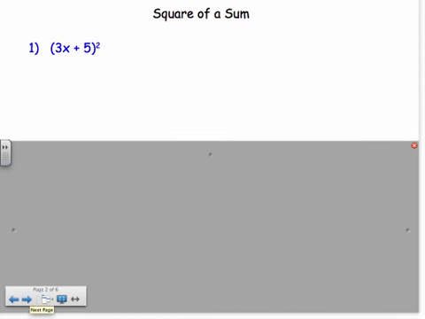But if I look at it, what I can do is rewrite this as (3x plus 5) times (3x plus 5), right? Because that's what squaring means. We're just multiplying it by itself. And now if you look, we've got a product of two binomials. So we can apply the FOIL method, first, outside, inside, last, or just distribute each term.